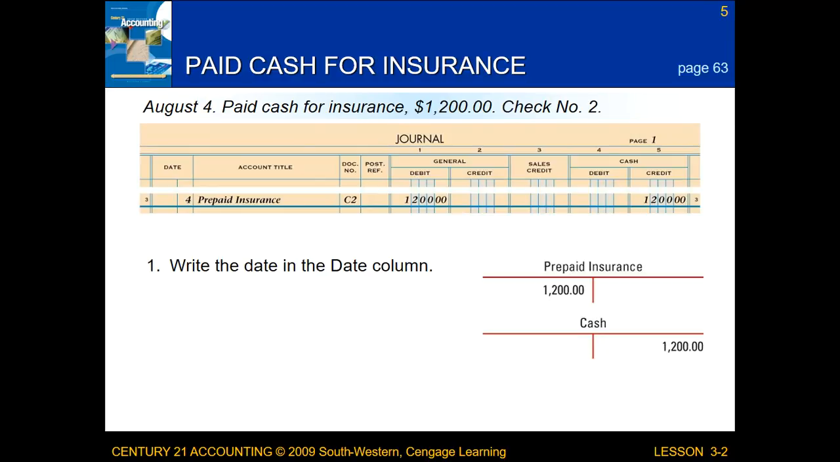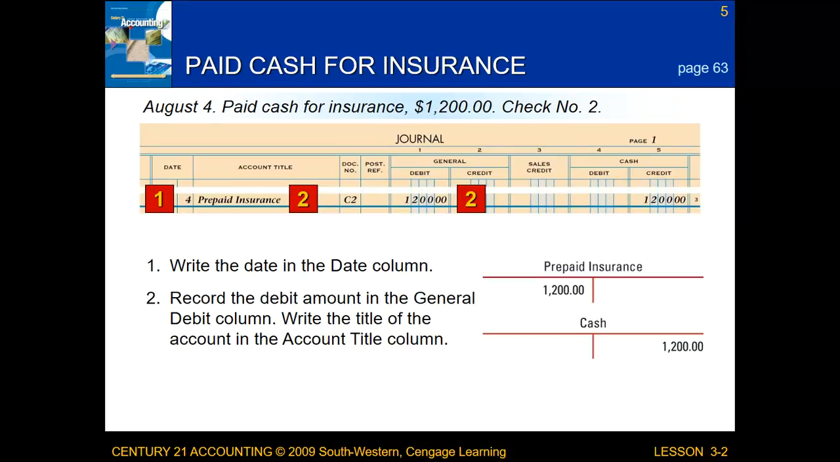First step is to write the date. In this case, I just need to write the number 4 because it's August 4th. August has already been written on the first line. Step 2 is to write the debit amount, and in this case, it was prepaid insurance. It does not have its own special column, so I'll use the general debit. Therefore, I need to write prepaid insurance in the account title.